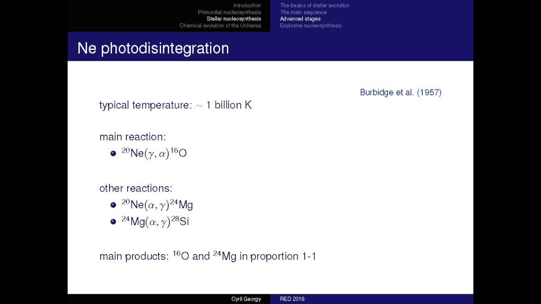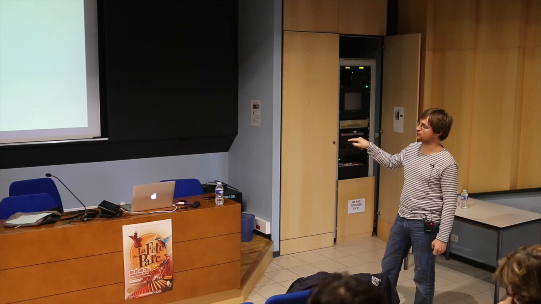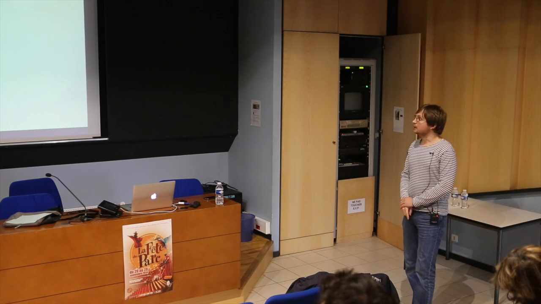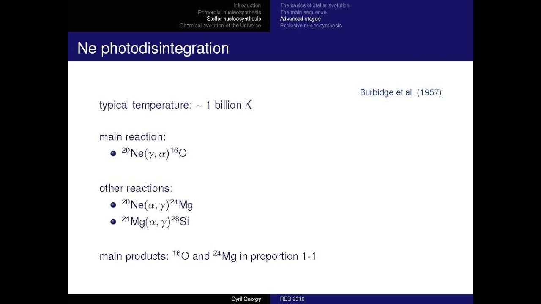So when you have produced your neon 20, the next phase of the main burning phase that occurs after carbon burning is neon photodisintegration, which occurs at a temperature around 1 billion Kelvin. So the main reaction here is the photodisintegration of neon 20, which absorbs a photon and releases an alpha particle to produce oxygen 16 again. As this reaction produces alpha particles, these alpha particles can be used by other neon atoms to produce magnesium 24. And once you have magnesium 24, you can use an alpha particle released here to produce silicon 28 as well. So the main products of neon photodisintegration are oxygen 16 and magnesium 24, and the proportion is roughly 1:1.